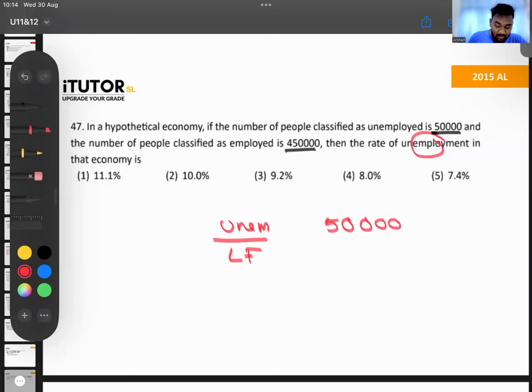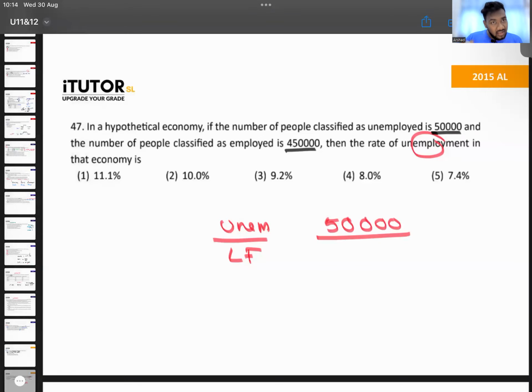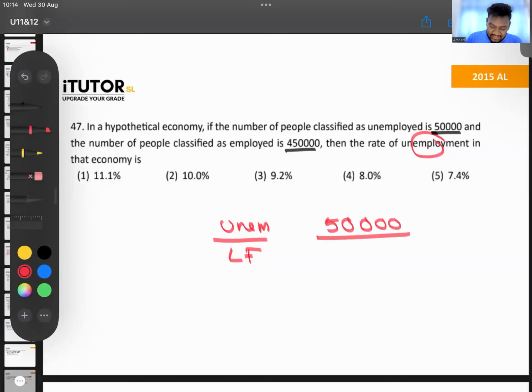Can you quickly tell me how much my labor force is here? They have not given the labor force, but you should know the labor force is the addition of what and what? Employed and unemployed. So the labor force is 500,000. So 50,000 out of the 500,000 are unemployed. So how much is that as a percentage? That's 10%, right? Answer 2.